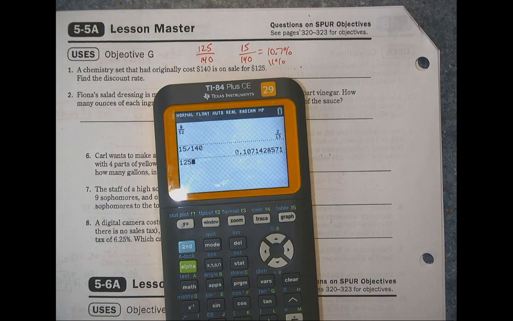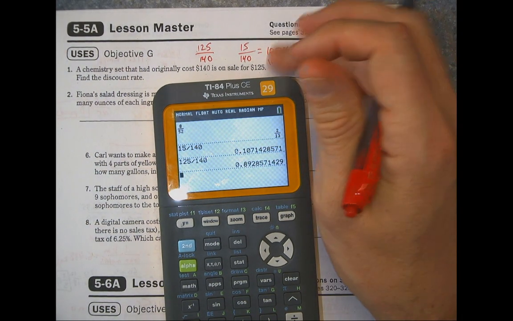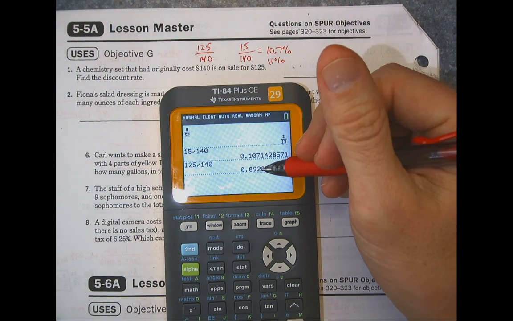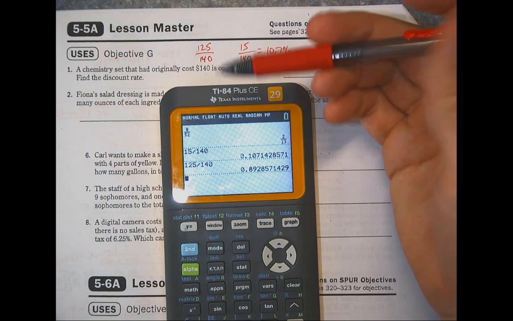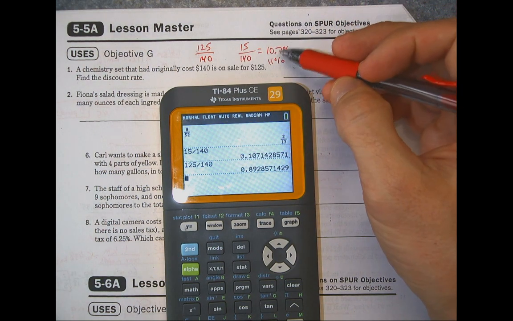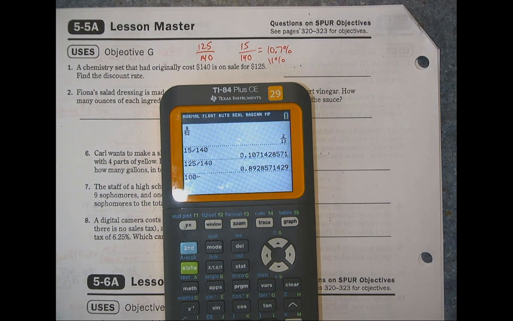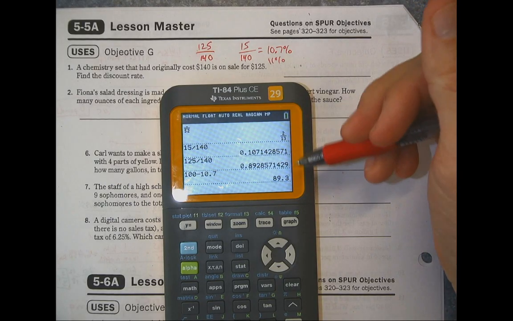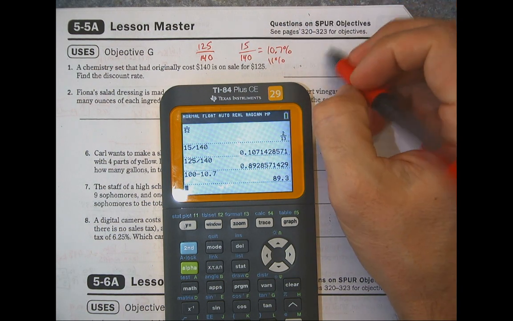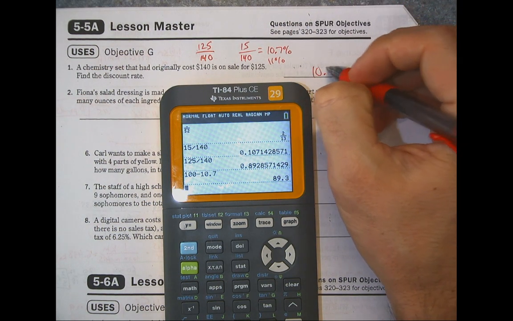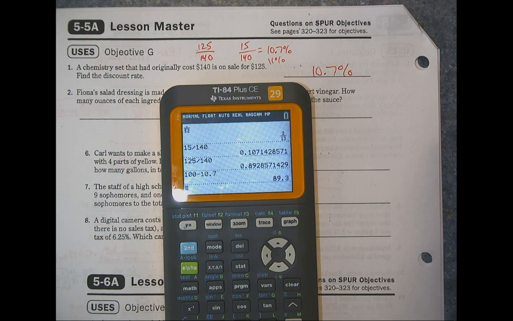And if I did 125 divided by 140, I get 89.2 or 89.3. What that's telling you is the new price is 89.3% of the old price. So what came off was this. If you subtract this off of 100, you do 100 minus 10.7%. Now you get the 89.3%. So the new price is 89.3% of the old price, which means the discount was 10.7% or about 11% is what it said on the book's answer key.